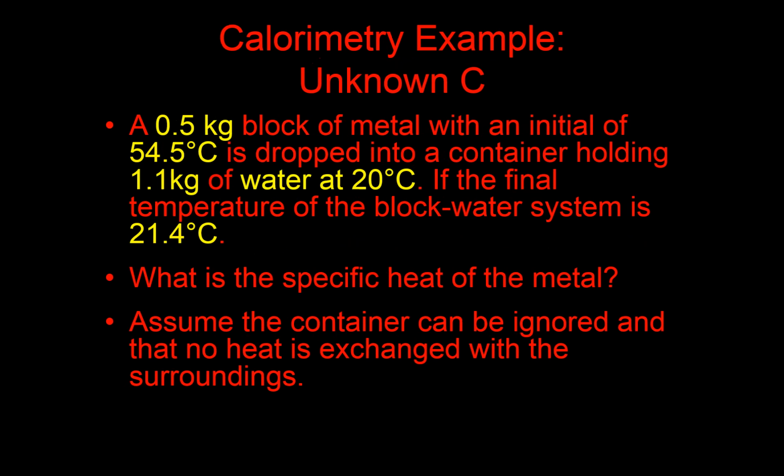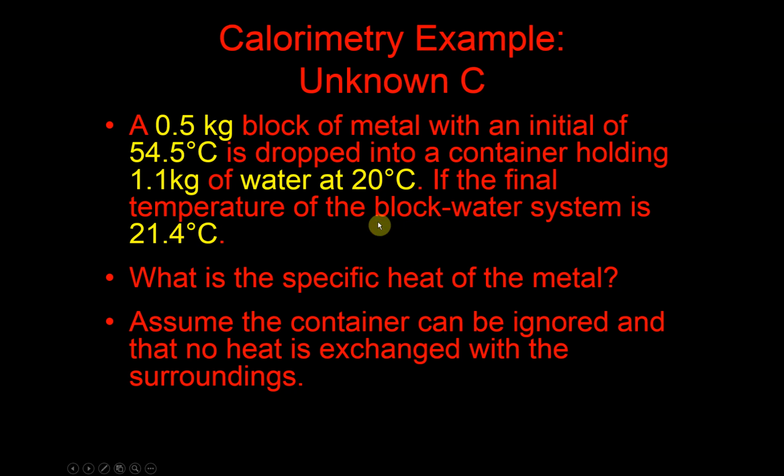So quite often, figuring out the C value, the specific heat of an object, is what you want to do. So let's take a look at an example. Here we have a 0.5 kilogram block of metal with an initial temperature of 54.5 degrees C, and it's dropped into a container that is holding 1.1 kilograms of water at 20 Celsius. The final temperature of the block-water system, so once it's equilibrated, becomes 21.4 Celsius. What's the specific heat of the metal? What's the C value of this metal after this has happened?